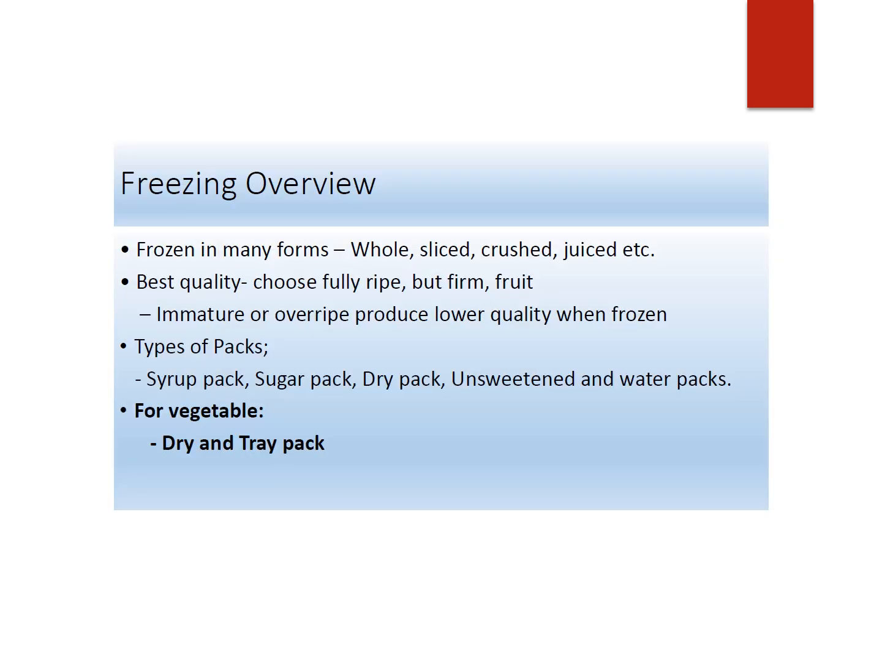Freezing overview. Frozen in many forms: whole, sliced, crushed and juiced, etc. The food materials can be taken in different forms. Best quality: choose fully ripe but firm fruit. Immature or overripe produce lower quality when frozen. Types of packs: syrup pack, sugar pack, dry pack, unsweetened and water packs. For vegetables, dry and tray pack.